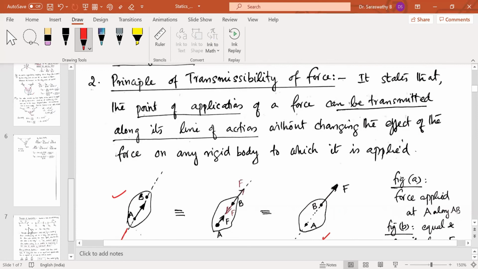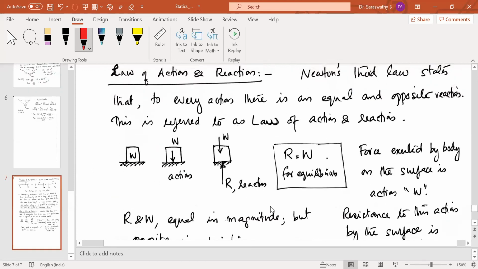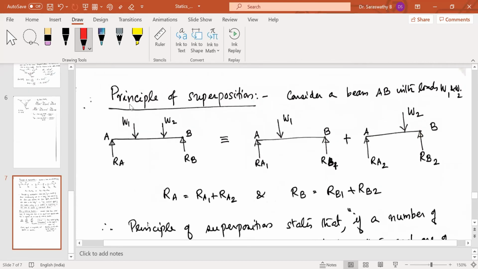Then another law which is also very common is the principle of superposition. Superposition means imposing one over the other. Let us consider a structure, a beam. It is subjected to two loads, W1 and W2. Due to these two loads, there will be some effect on the supports of the beam, which you will study in detail when you come to higher classes.